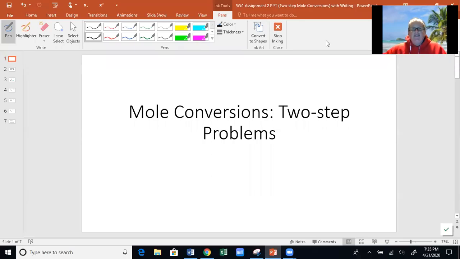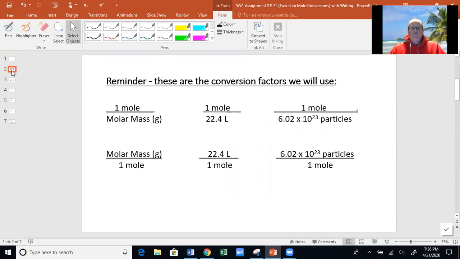Hi, in this lesson I'm going to teach you how to do mole conversion problems that have two steps this time. We've been practicing with ones that have one step, and we will focus on the two-step conversions. So there are only 6 possible conversion factors that we're going to use, and they're kind of related to each other. We know that 1 mole equals the molar mass of a substance.